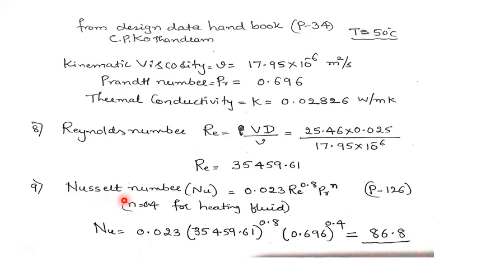Next we have calculated the Nusselt number, denoted by the symbol Nu. It is given by 0.023 Reynolds number to the power 0.8 into Prandtl number to the power n. This formula is also taken from the data handbook, page number 126, where n is equal to 0.4 for heating of the fluid. Now we substitute the values in this formula: Reynolds number 35,459 to the power 0.8, and the Prandtl number to the power 0.4. So my Nusselt number is 86.8.